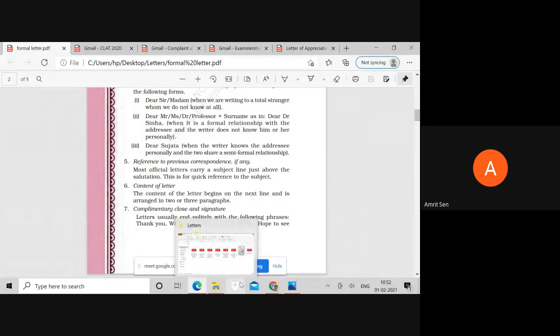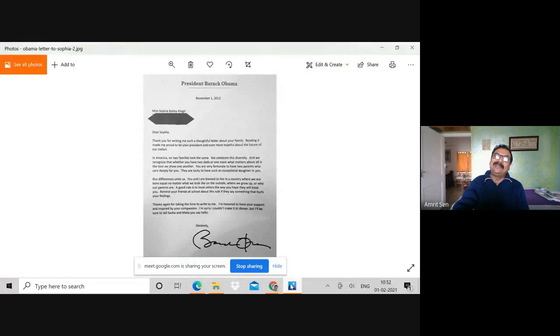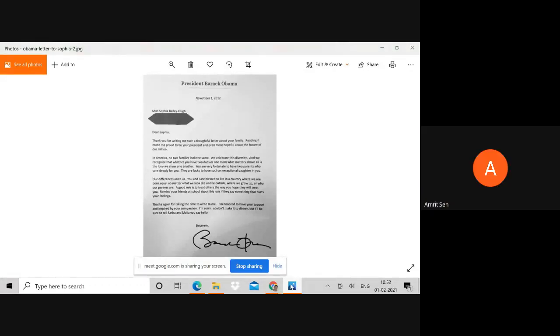Now here is an interesting letter. This I wanted you to read. This is a letter which was written by Barack Obama to a young lady, right? He's saying, dear Sophia, so he's named the person, and he says, thank you for writing me such a thoughtful letter about your family. So it's a young girl. Reading it made me proud to be your president and even more hopeful about the future of our nation. Right. Your differences unite us. You and I are blessed to live in a country where we are born equal, no matter what we look like on the outside, where we grow up or where our parents are. Now, that is true also about our country, and this is a matter of great pride to us. And he's signing off, you see. Thanks again for taking the time to write to me.